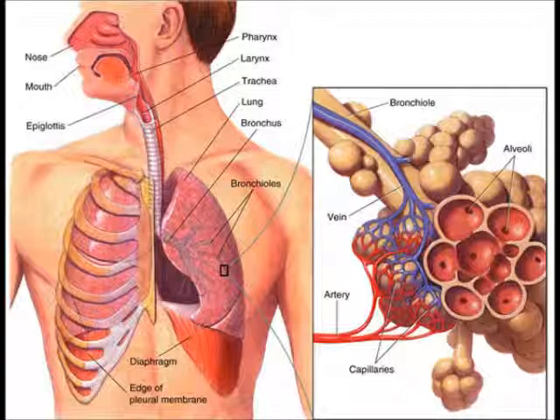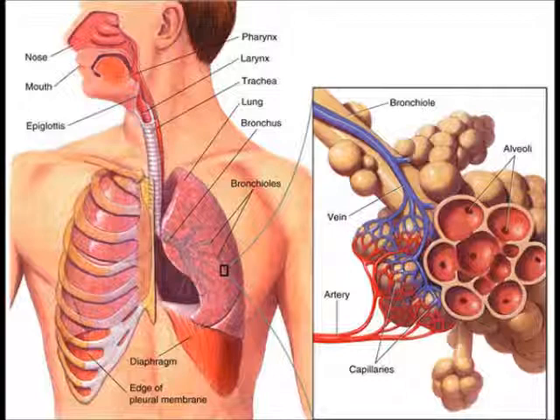Same as saying functional unit, respiratory zone, what else? What other names did I give you for it? Terminal respiratory unit, lung parenchyma, all those are the same as saying, where did it go? Same as this. Now, this respiratory zone is composed of your respiratory bronchioles, alveolar ducts, alveolar sacs, and alveoli.